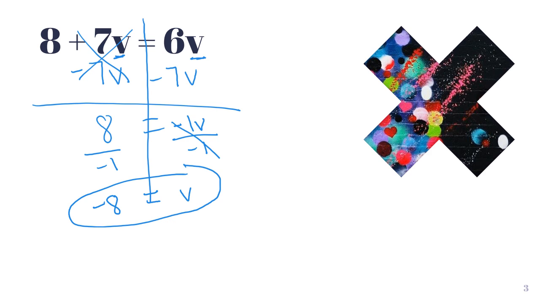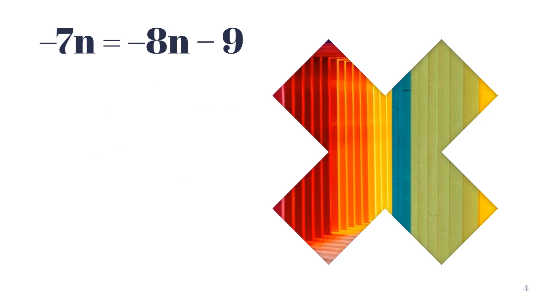And if you plug negative 8 in for both v's, you should get that each side of the equal sign equals each other. Try it out on your own. And our next problem, it works the same way. So essentially what I'm doing is I get my variables on one side of my equal sign, and then I get my numbers on the other side. So I need my variables together on one side and my numbers on the other side.